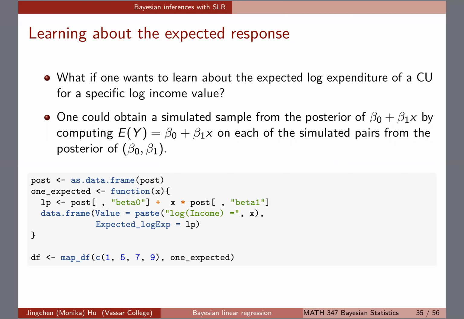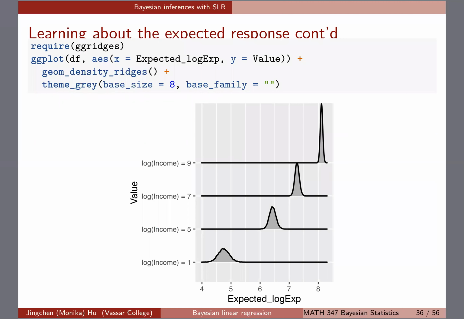So we're using the ggridges package that can show you patterns like this, where you're looking at log incomes of 1, 5, 7, and 9. Each row corresponds to a particular log income value, and each row is plotting the density function of the expected value that you can get. So this is what we have, but I do want to pause here so you can digest what the plot is trying to show us. Do you have any takeaway messages from this result?